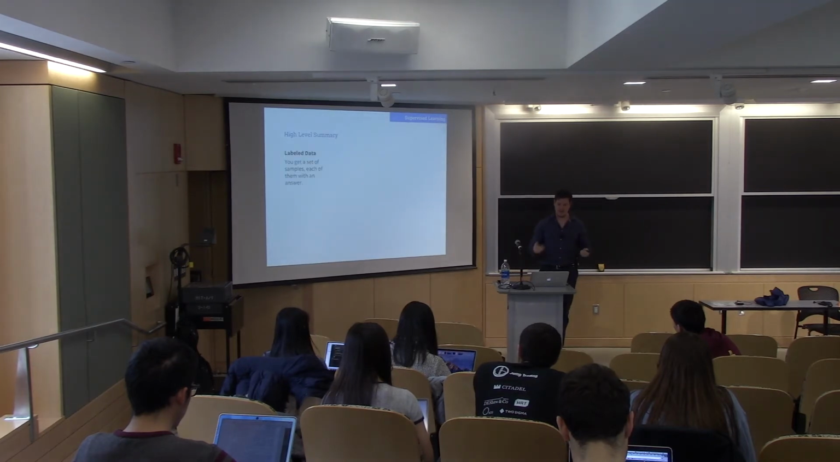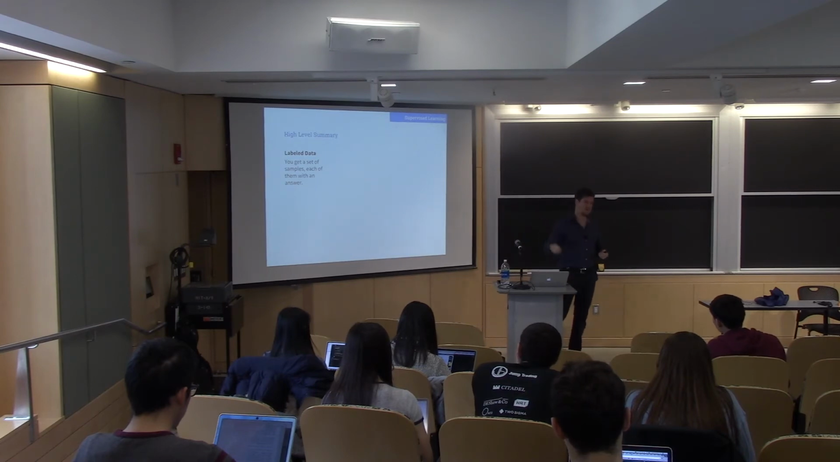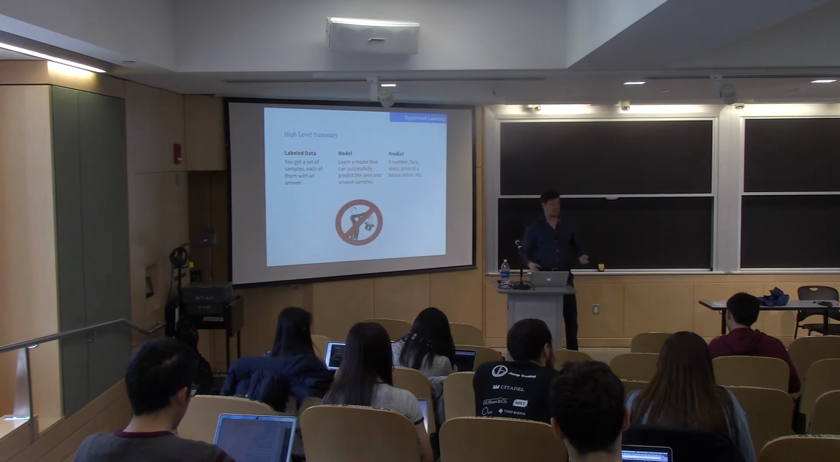Now, high level summary for supervised learning. You have labeled data, again, many examples, each of them saying you're a man or a woman, it's a cat or a dog, it's green or blue. And what you want to do is learn a model that can predict those seen and unseen examples. And obviously there's no magic.